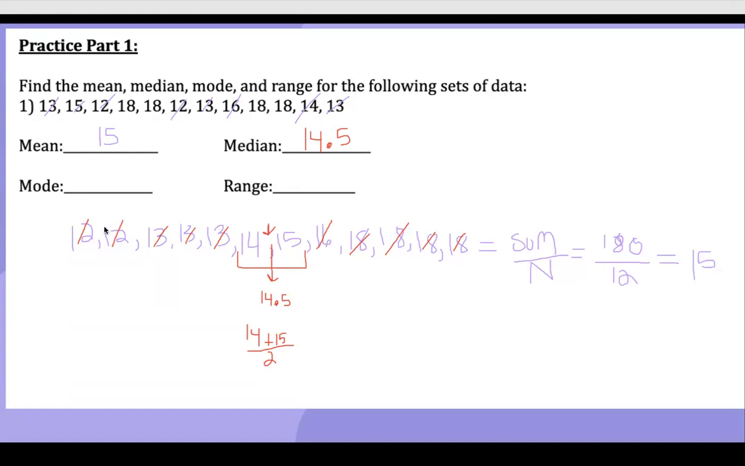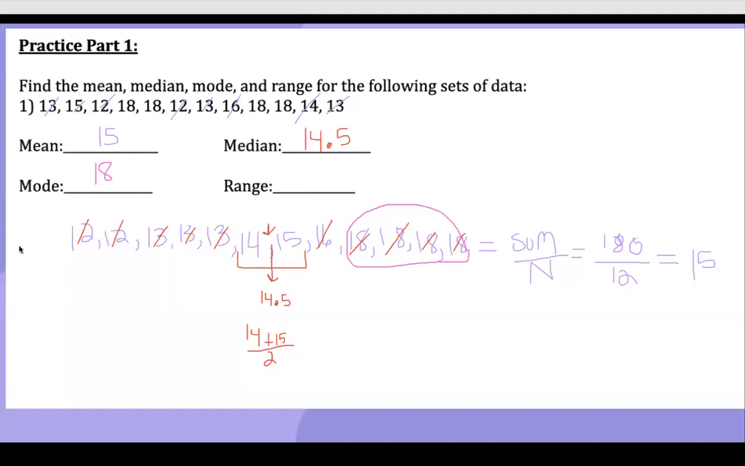Okay, now my mode. My mode is the most frequent. So which number repeats itself the most? 12 has 2, 13 gets repeated 3 times, 18 gets repeated 4 times. So 18 would be my mode because it's the most frequently listed number.